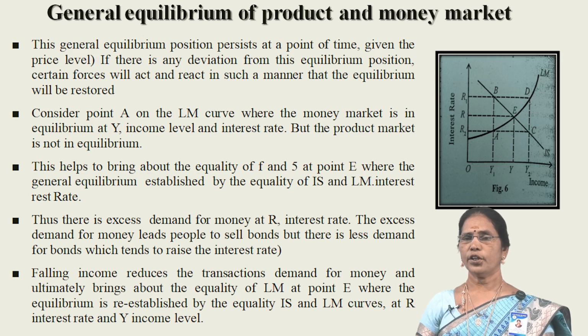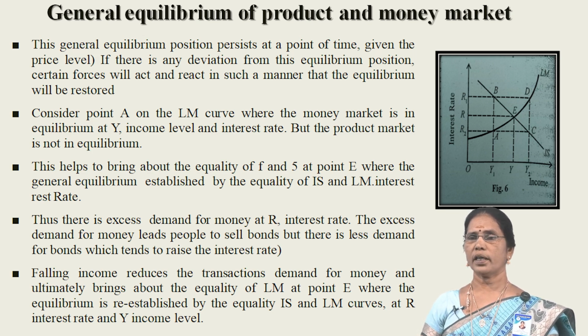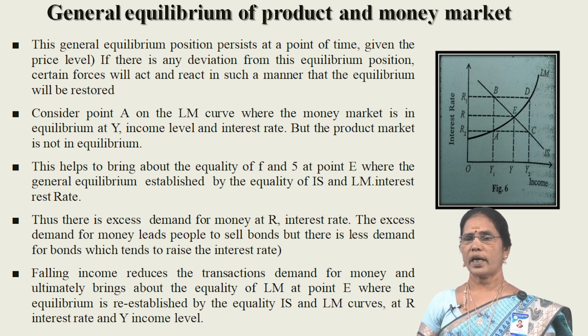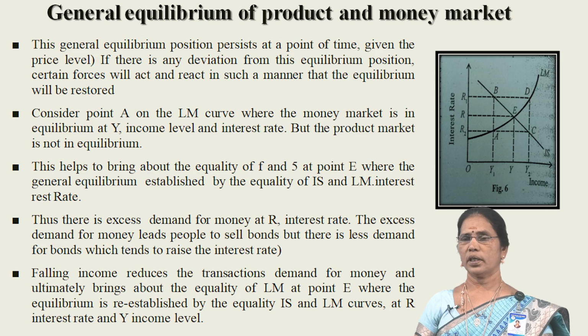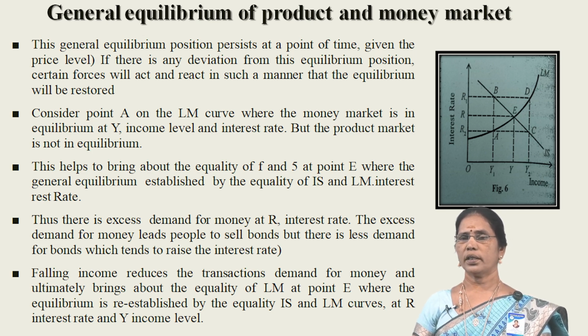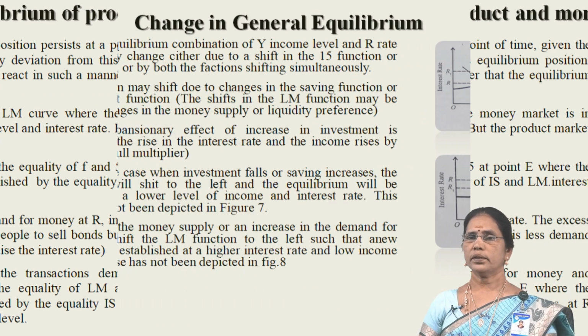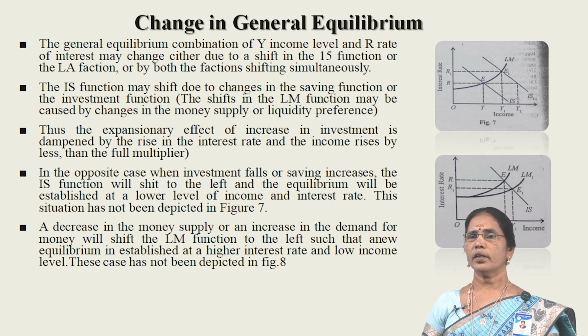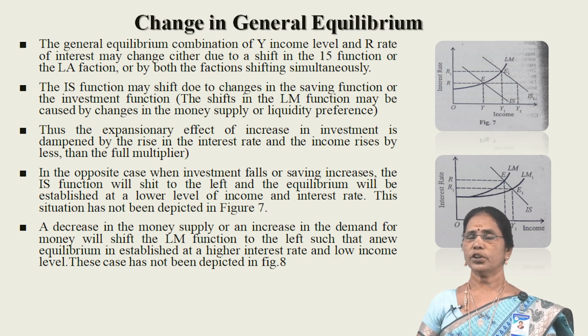Falling income reduces the transaction demand for money and ultimately brings about the equality of IS and LM, where the equilibrium is established by the equality of the IS and LM curves at R rate of interest and Y income level. The general equilibrium combination of Y, income level, and R, rate of interest, may change due to a shift in the IS function or the LM function, or by both the factors shifting simultaneously.